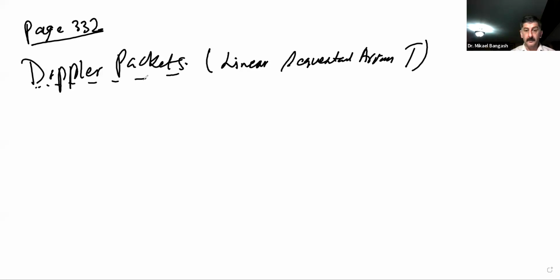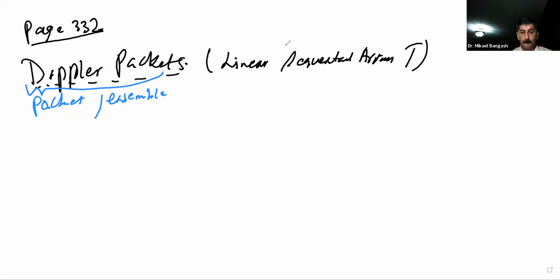Now, please remember, girls, this Doppler packet here may also be referred to as a packet, and it can also be called an ensemble. So these are just two other names for what we call Doppler packets.